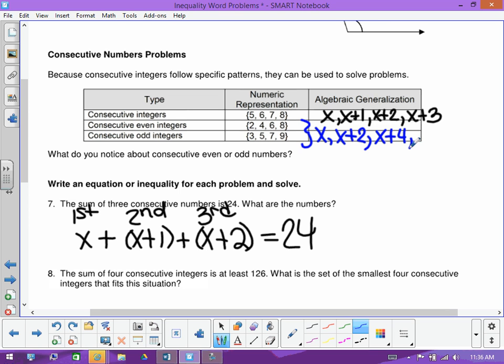From 2 to 8, add 6. Or from 3 to 9, add 6. So if you're doing even or odd, you're skipping one. x, x plus 2, x plus 4, x plus 6.